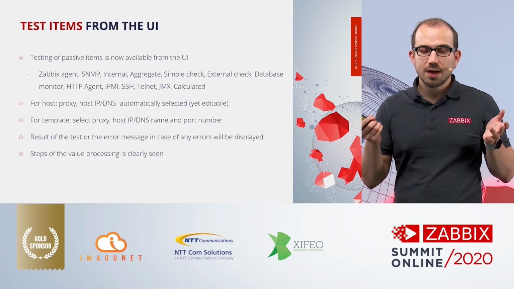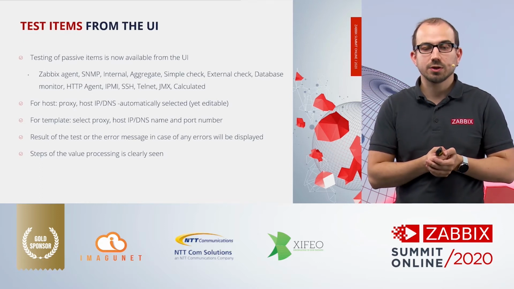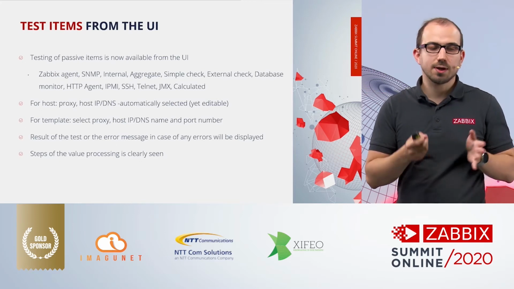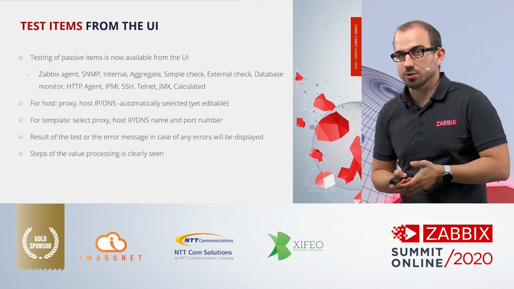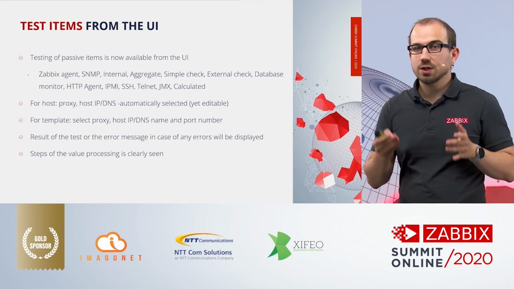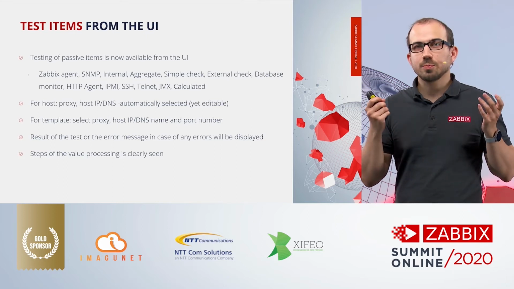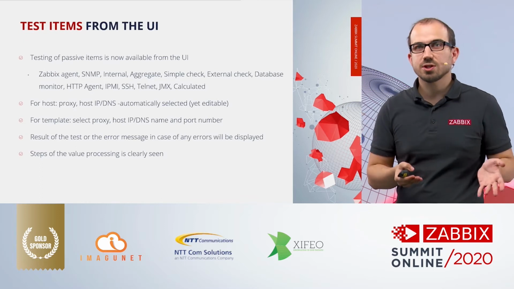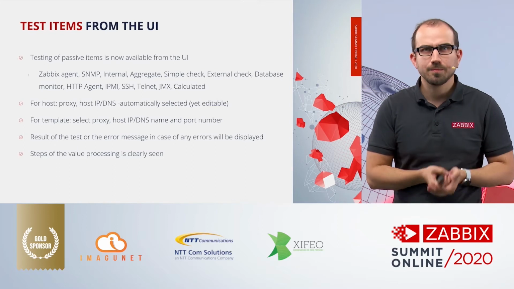What else? You can actually now test the items directly from the front end. So no more absolute necessity to go to the command line, for example, and execute, let's say, Zabbix agent or Zabbix get. You can do that right from the front end. You can do that for all the passive items, and there's a lot of them. So the Zabbix agent type, SNMP type, external checks, database monitoring, and so on.